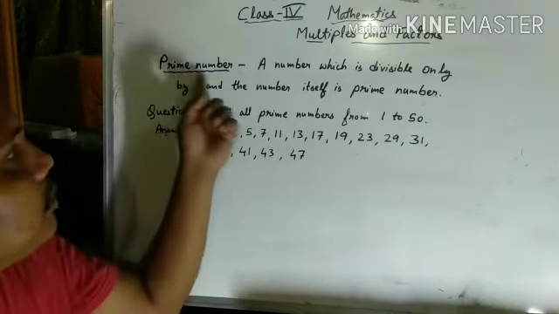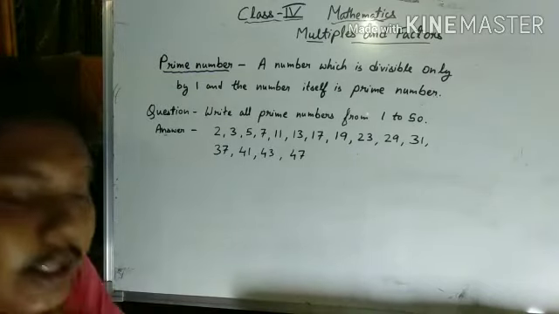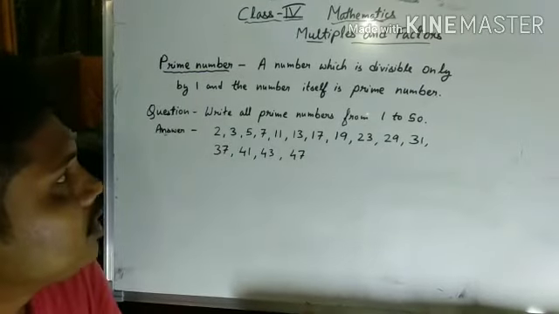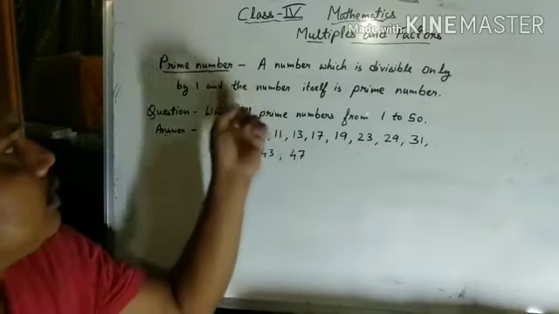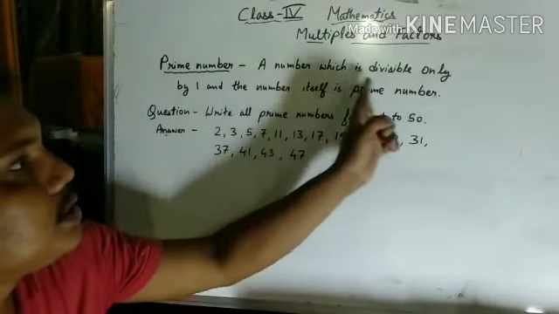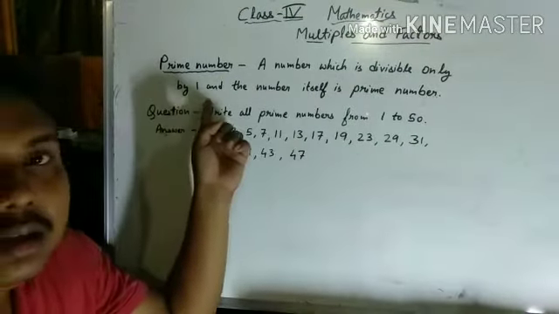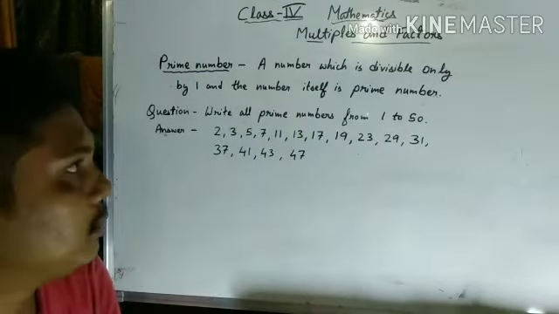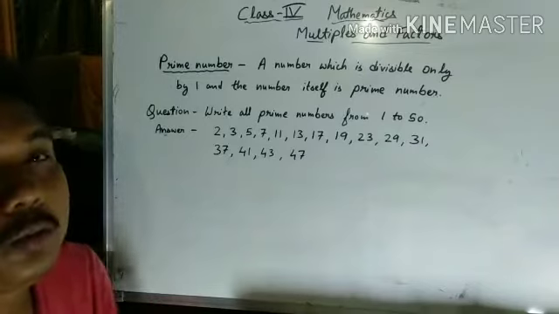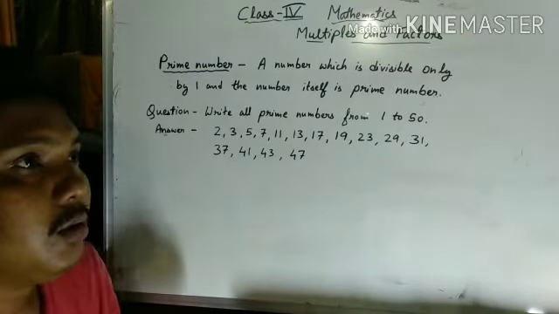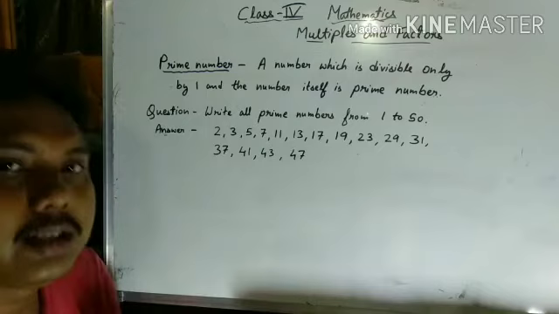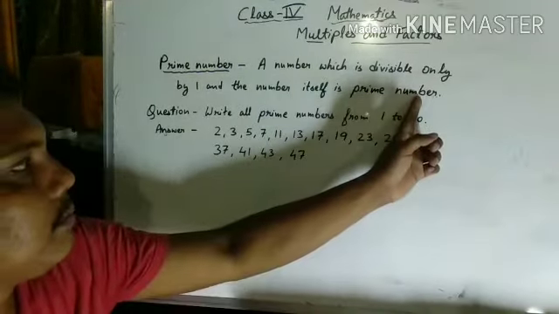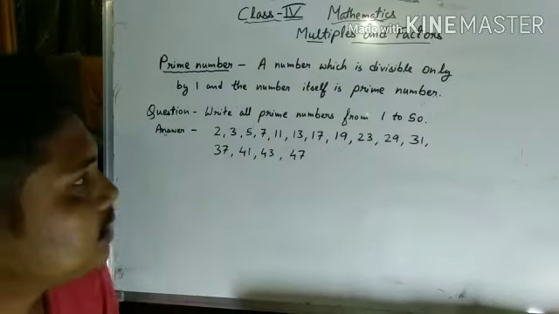Good morning, students. So today we will learn a new topic from the lesson multiples and factors, and the topic is prime numbers. This is not there in your book, but still we have to learn this topic, prime number. So I have written the definition here. What is a prime number? A number which is divisible only by 1 and the number itself is called a prime number. So those numbers which can be divided only by 1 and the same number itself are prime numbers. Okay, so I'll explain this with examples.